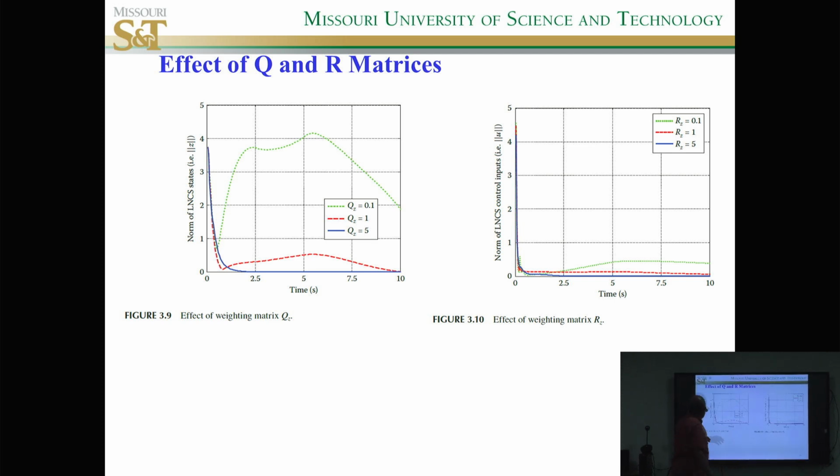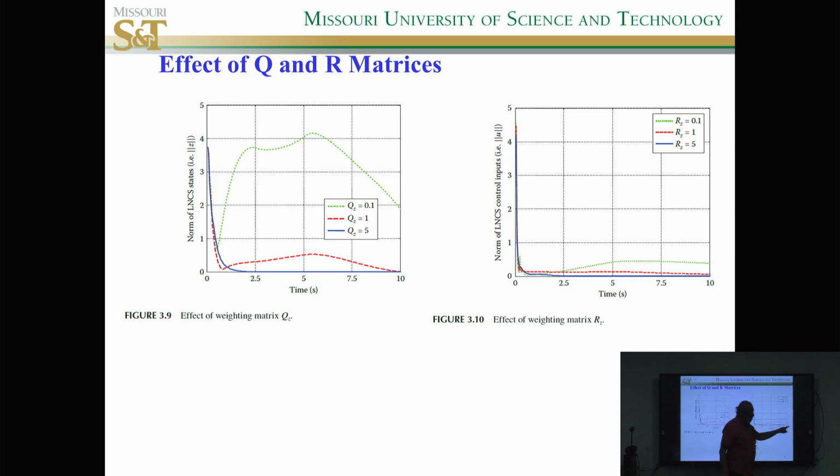Okay? So you can see here, we have plotted different values of Q: 0.1, 1 and 5. As you crank up Q from 0.1, which is green, to 1, which is red, and look at the blue, it's 5. What happens? The norm of the states goes to 0 much faster. So those are weighting matrices, and as you crank up, you drive the system faster.